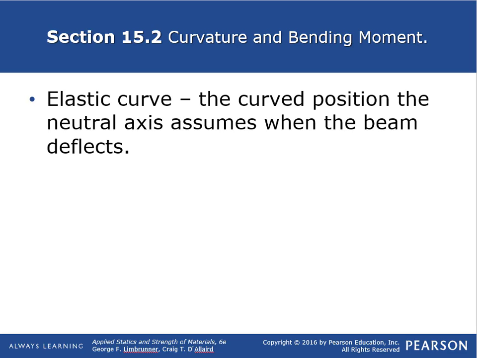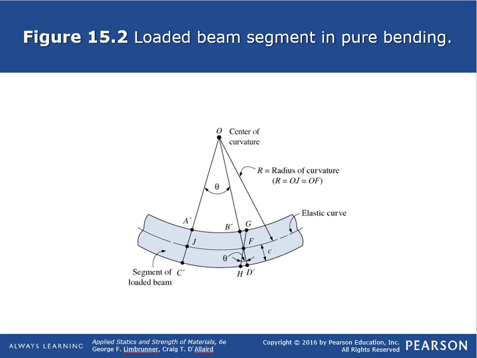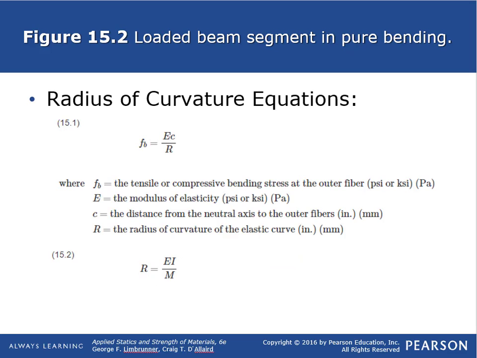Let's look at this derivation of radius of curvature. Here is an example of a segment of a beam being bent. We're defining this radius of curvature. The elastic curve is this new curve of where the neutral axis is, but the radius of curvature is from this origin point down to that elastic curve. There's a derivation in your textbook. It talks about really small deformations, but it leads to equation 15.1, which is the radius of curvature equation.